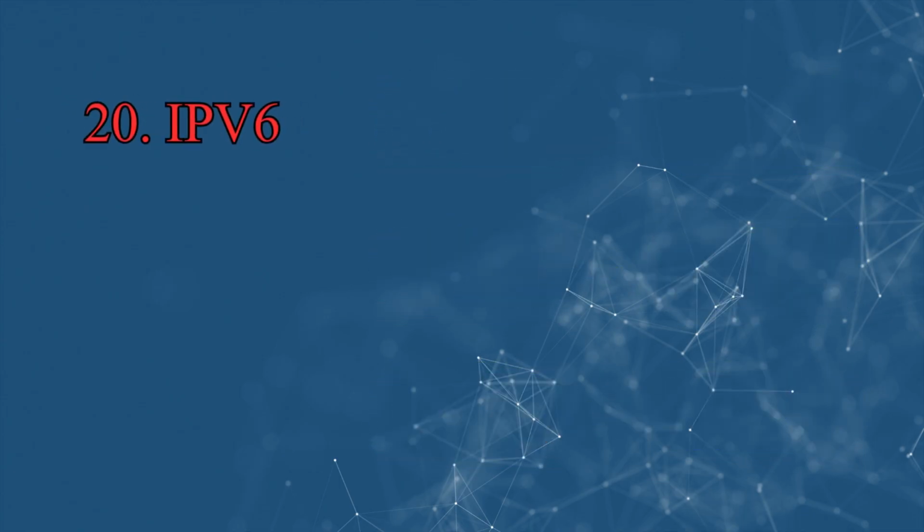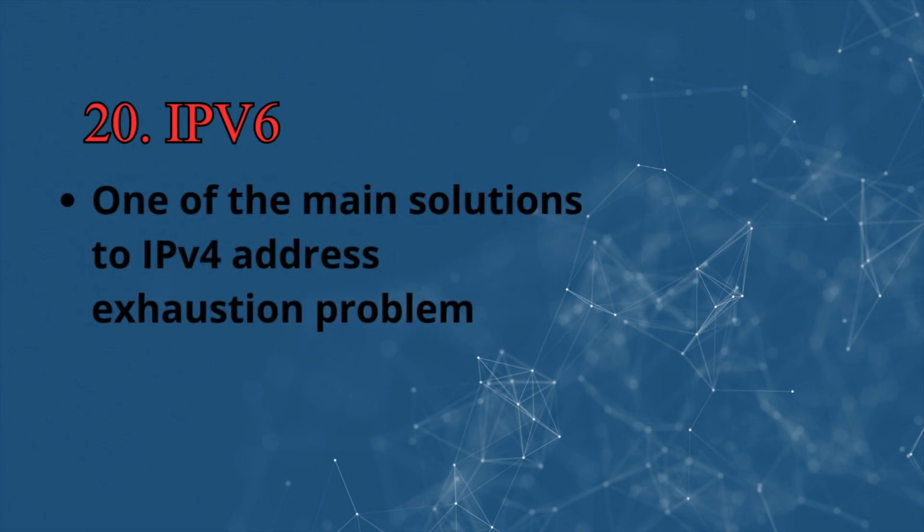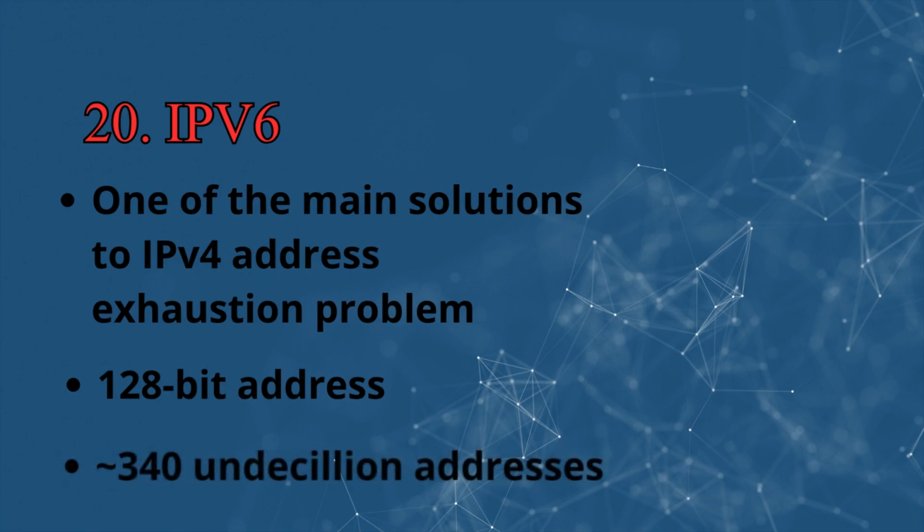Number 20. IPv6. One of the main solutions to the IPv4 address exhaustion problem is IPv6. As you remember, IPv4 is a 32-bit address, while IPv6 uses a 128-bit address. This is a gigantic difference. IPv6 gives us around 340 undecillion possible addresses, and this is a number hard to imagine. It's 340 followed by 36 zeros.